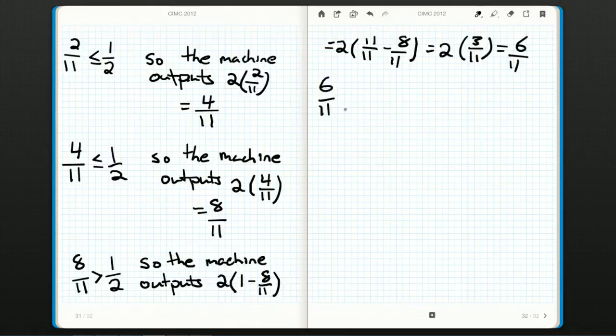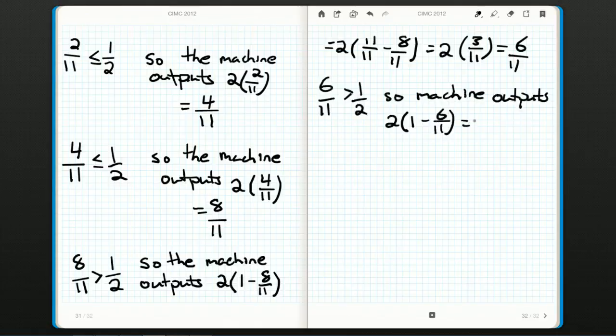So 6 elevenths, that's also greater than a half. Two times 1 minus 6 elevenths, well, that's going to be 2 times 5 elevenths. That's going to be 10 over 11.